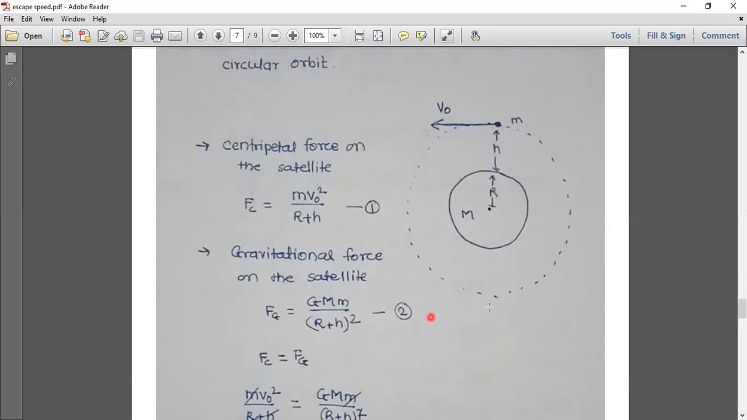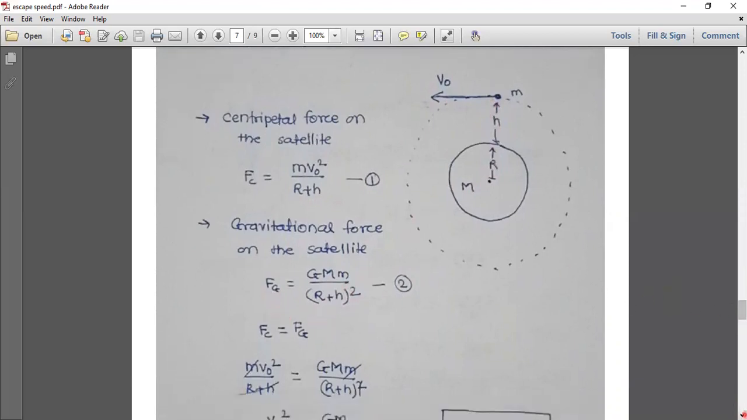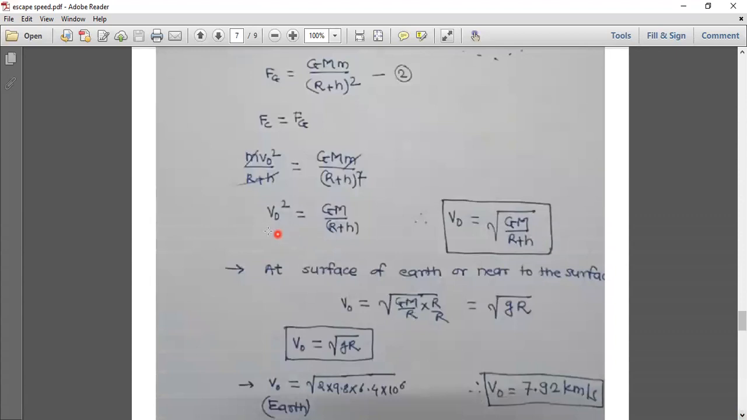Now F_c is equal to F_g. So what happens here? m v0 square by r plus h is equal to GMm by (r plus h) whole square. This square and this r plus h will get cancelled. This m with this m will get cancelled. v0 square is equal to GM by r plus h. And if I take the square root, v0 is equal to root of GM by r plus h.